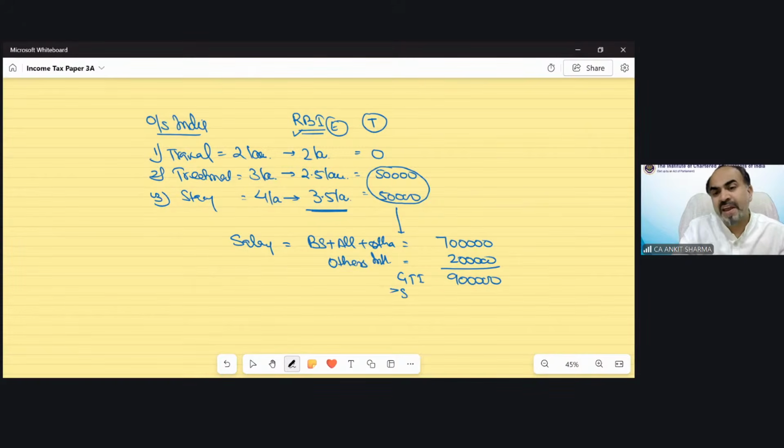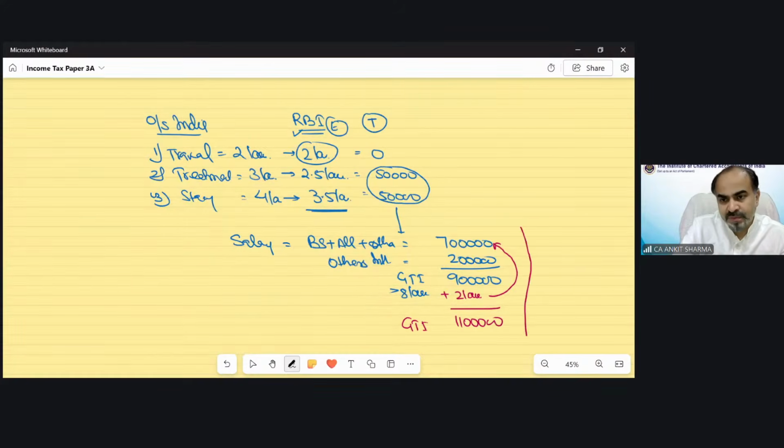So if GTI exceeds 8 lakh, now what do we need to do? This 2 lakh exemption would be gone. Now we have to tax this 2 lakh rupees. Technically, in this 7 lakh. So now salary would be 9 and total GTI would now be 11 lakh. Suppose in place of 7, it was 5 lakh.